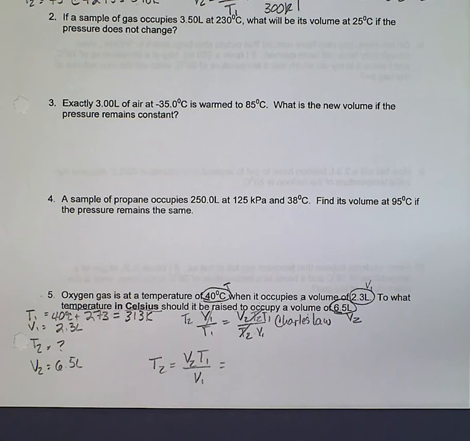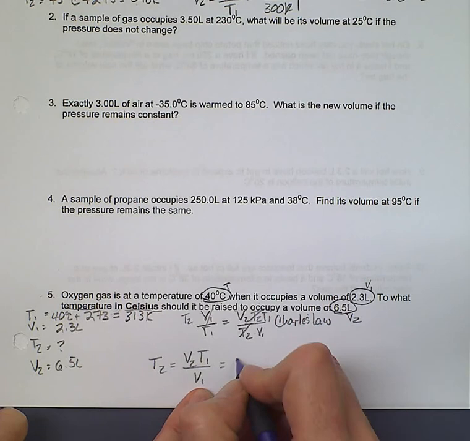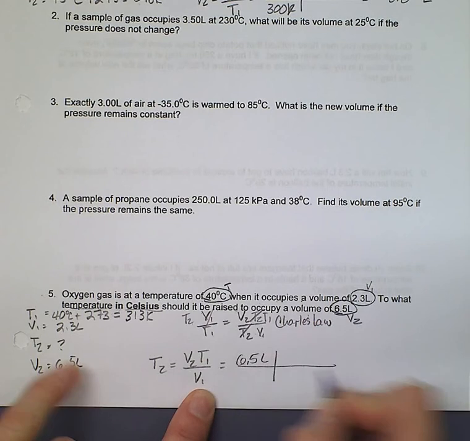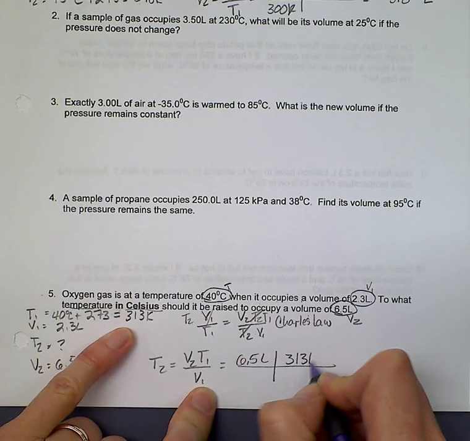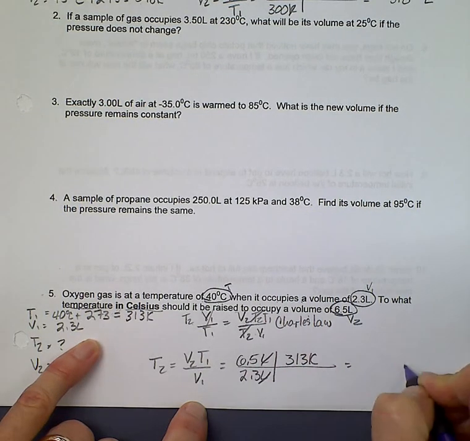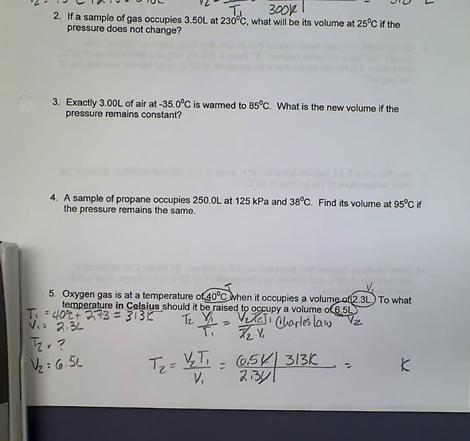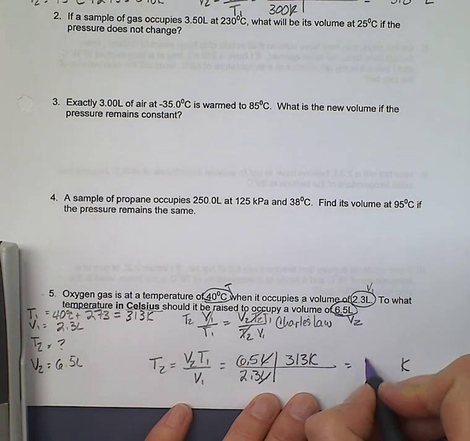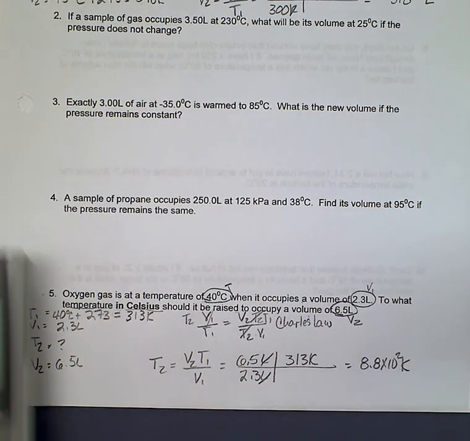Alright, so now we just need to plug in our numbers. We've got 6.5 liters for V2. T1 is 313 Kelvin. V1 is 2.3 liters. Liters cancels out. Kelvin are left. And we have 6.5 times 313 divided by 2.3. And we are limited to only 2 significant figures here, so we're going to need to put this in scientific notation, 10 to the second, to have the correct number of significant figures.